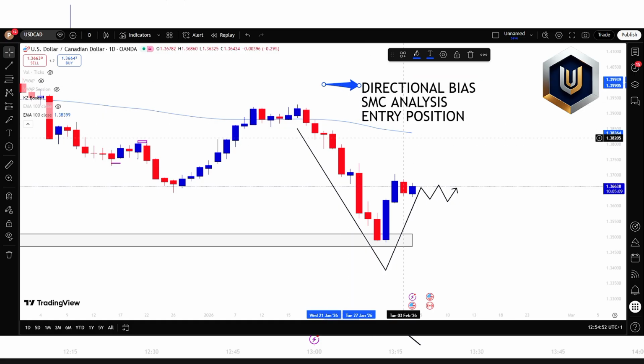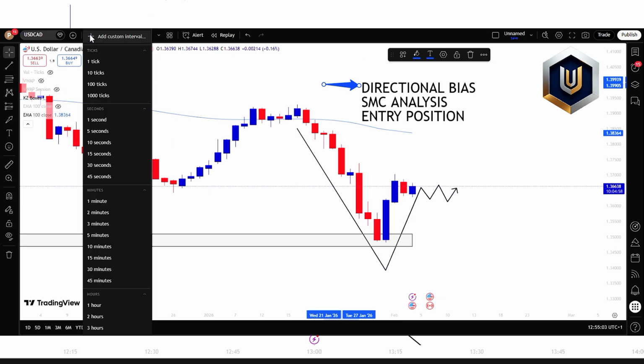Are we together now? So the next thing we now look at is to scale down to lower time frames. So when we scale down to lower time frames like this, what we are going to be coming across is, for example, this is a daily bar.